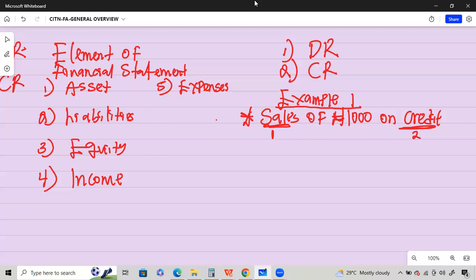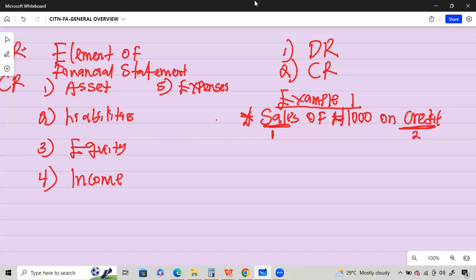So depending on the agreement that you have with this particular individual, maybe he's going to pay in 30 days' time, or in 20 days, 15 days. But as at now, when the transaction took place, you didn't receive any money. But you have delivered the goods to the customer, and the customer is not paying.